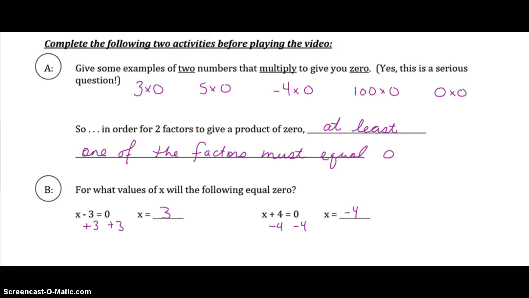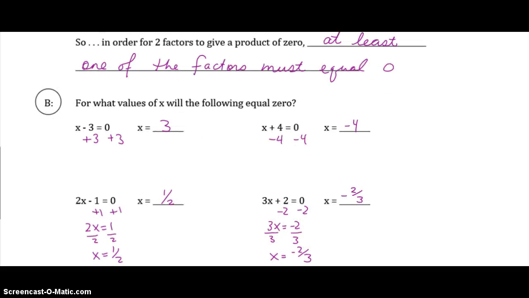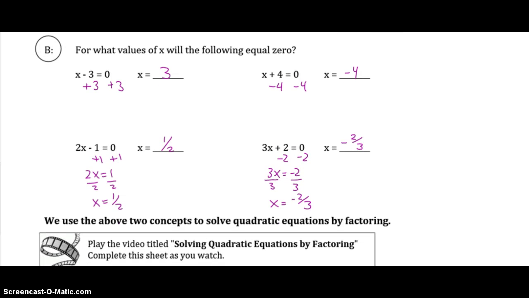Okay, welcome back. In activity A, hopefully you got the idea here that in order for two things to be multiplied by each other, at least one of them has to equal 0. There is no way that you can multiply two things together to make 0 without at least one of them equaling 0. That's the first idea. The second idea is you have to be able to solve these linear equations, which is just isolating the variable. If you had difficulties with either activity A or activity B, please make note of it and ask your teacher for help the next day.